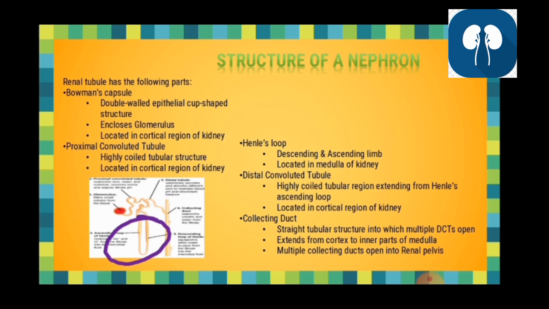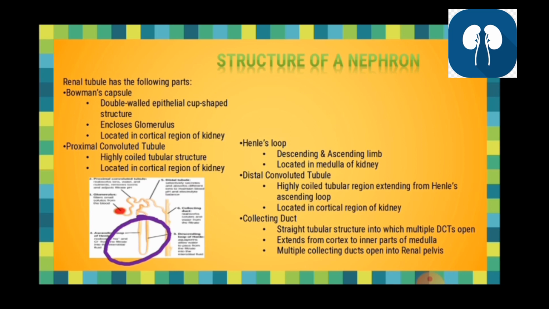Children, in the majority of nephrons, the loop of Henle is too short and extends only a very little into the medulla. Such nephrons are called cortical nephrons. In some nephrons, the loop of Henle is very long and runs deep into the medulla. This kind of nephron is called a juxtamedullary nephron. I hope you got my points.